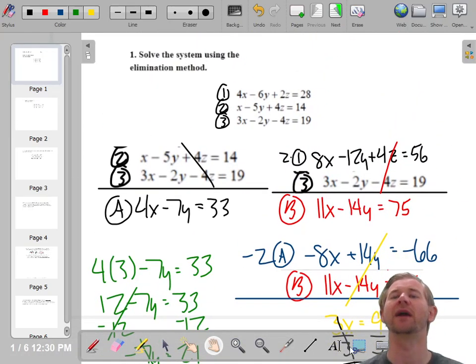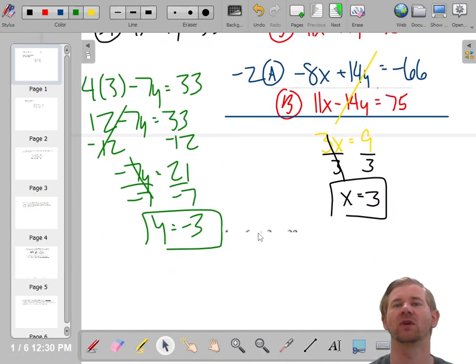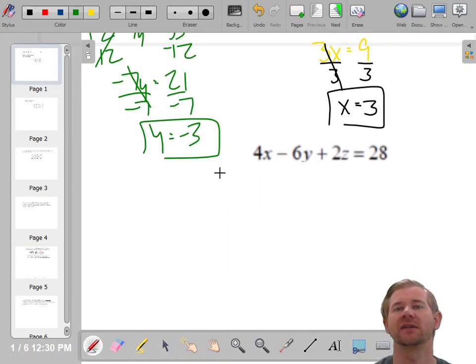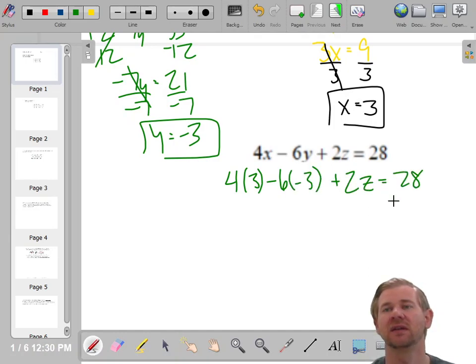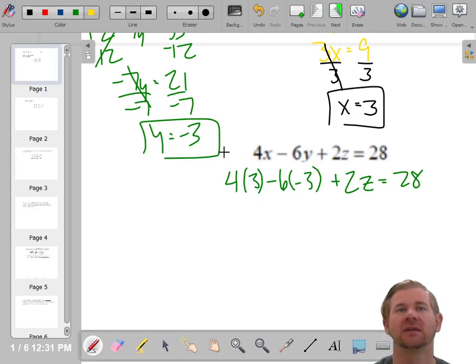It doesn't matter which one I pick. I'll pick the one that has the smallest coefficients. So this one looks maybe it's the easiest. Doesn't really matter though. It'll work in all three. So now that I've got x and y, I'll say 4 times x minus 6 times y plus 2 times z equals 28. Again, this is the only one I don't know, but I can find it.